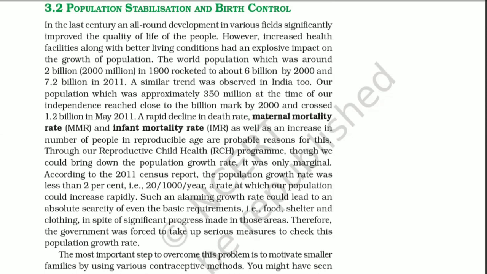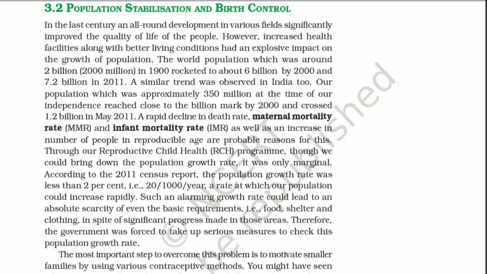A rapid decline in death rate, maternal mortality rate, and infant mortality rate, as well as an increase in the number of people in reproducible age, are probable reasons for this. Through our reproductive child health program, though we could bring down the population growth rate, it was only marginal. According to the 2011 census report, the population growth rate was less than 2%, that is 20 per thousand per year, a rate at which our population could increase rapidly.